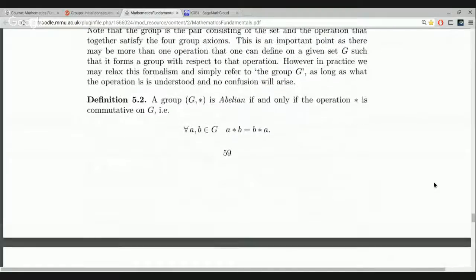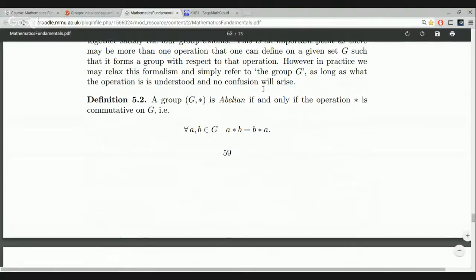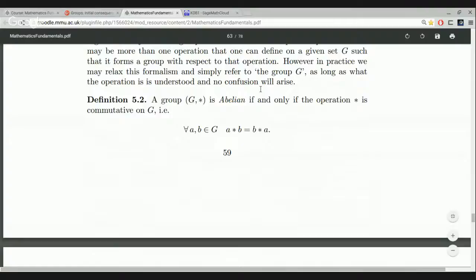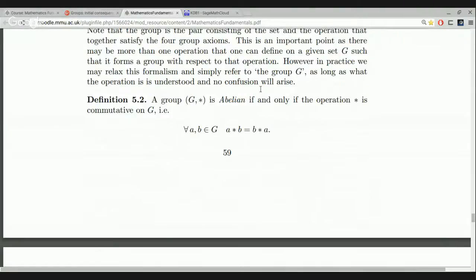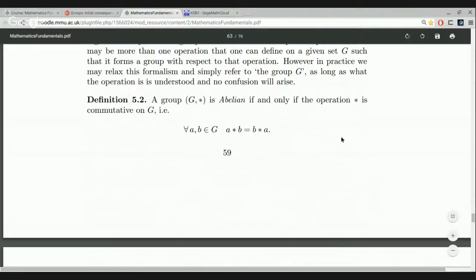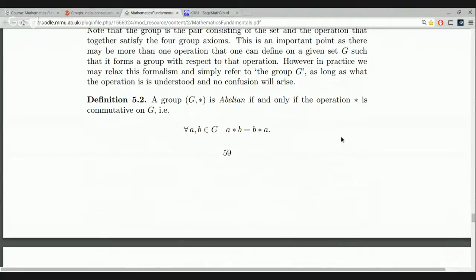Now, you're familiar with the term commutative for an operation. An operation is commutative if it doesn't matter in what order you have the arguments for the operation. We also use the term abelian, which is made from the mathematician Abel's name, a Norwegian mathematician, I think. So we call the group abelian if the operation is commutative on the group.